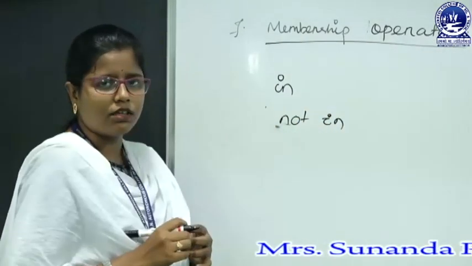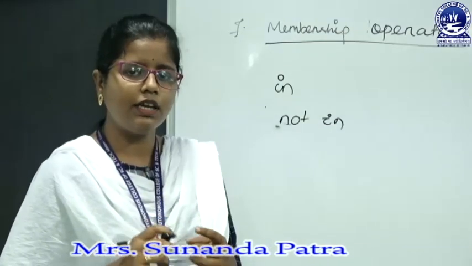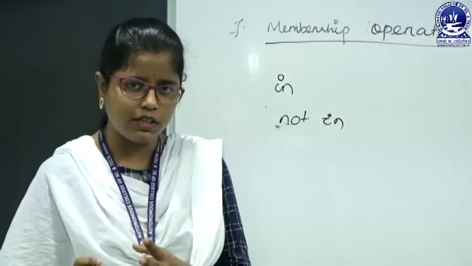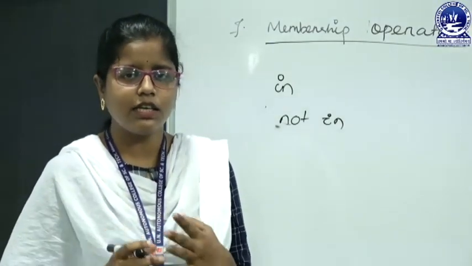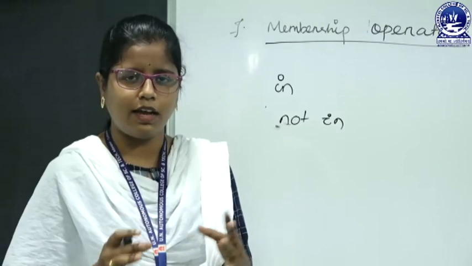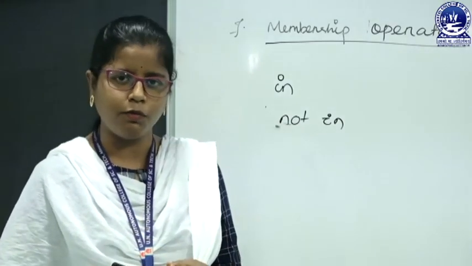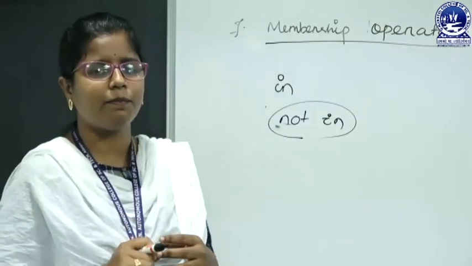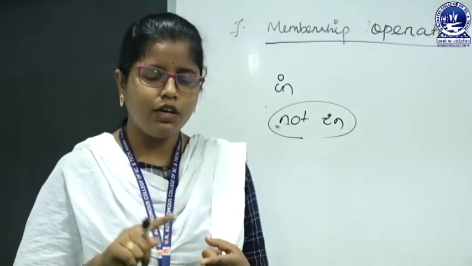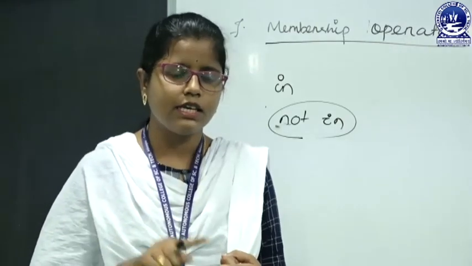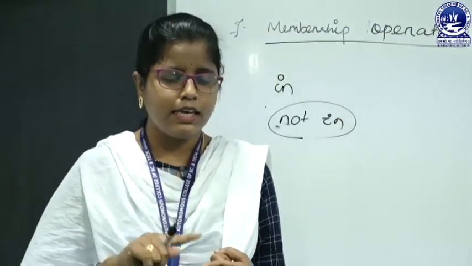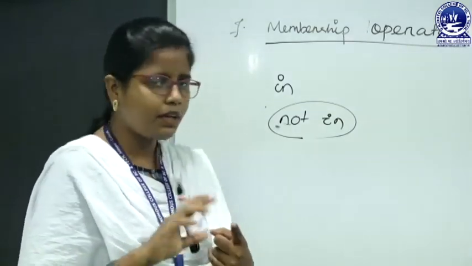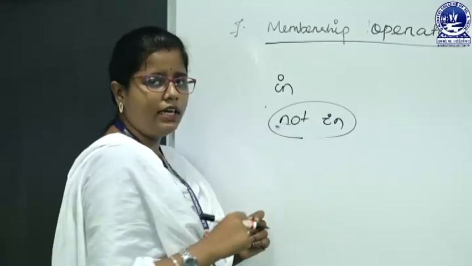The in operator is used to check whether a given value is present within a list. If that value is present within that list or dictionary, then it will return true. If that value is not present, then it will return false. But in case of the not in operator, if that value is not present in the list, then it will give me true. If that value is present, then it will give me false, because I am using the not in operator.